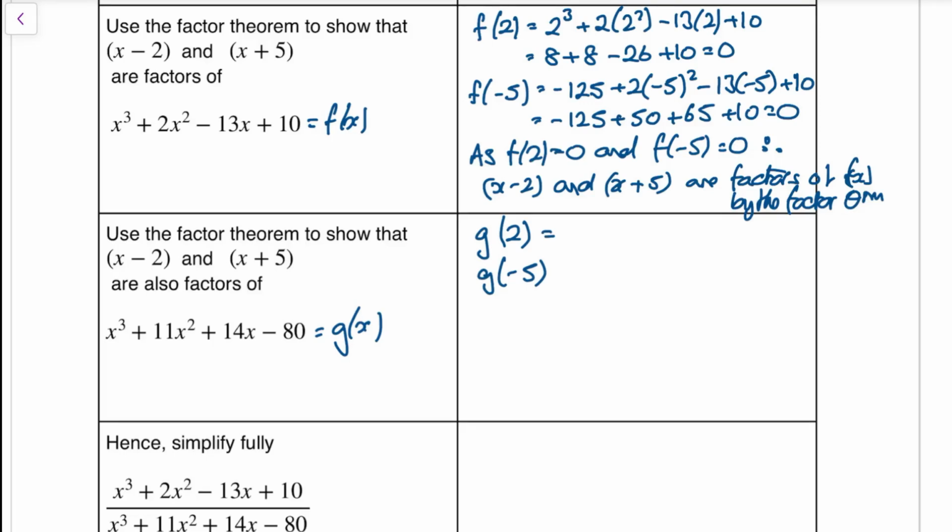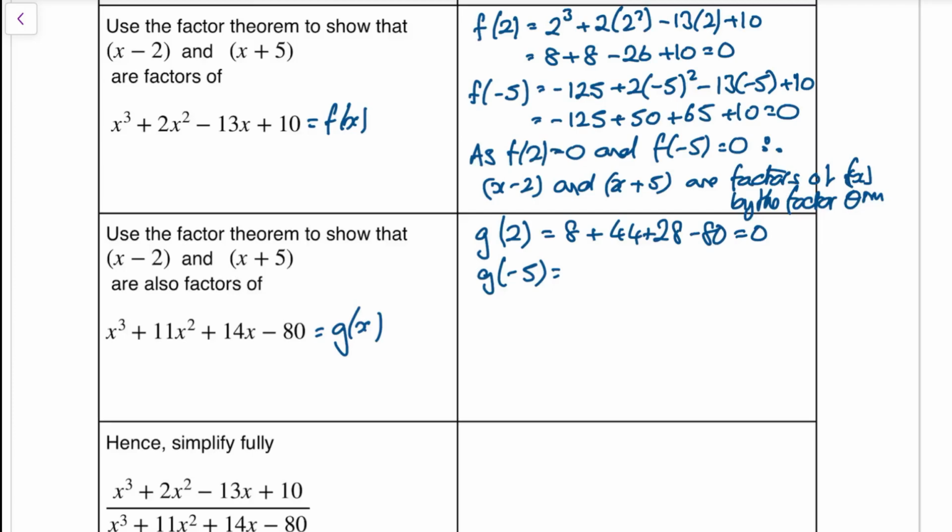So g of 2 is going to be equal to 8 plus 11 times 4 is 44. 14 times 2 is 28 plus, and minus 80. And so we've got 8, 44, 28. Yeah, that does indeed work out. So that gives me 0. So I've done the first one.